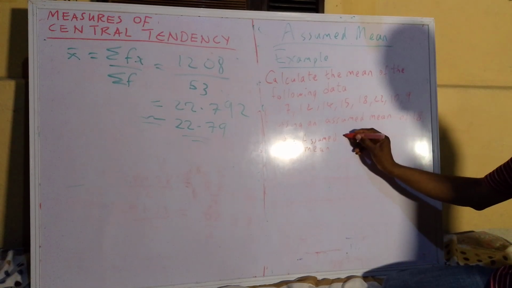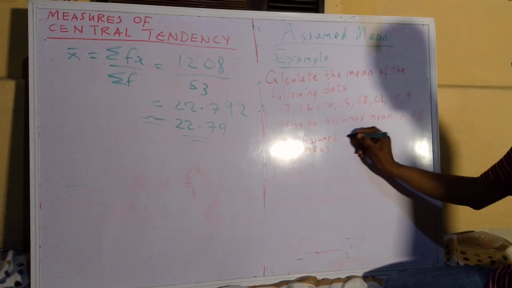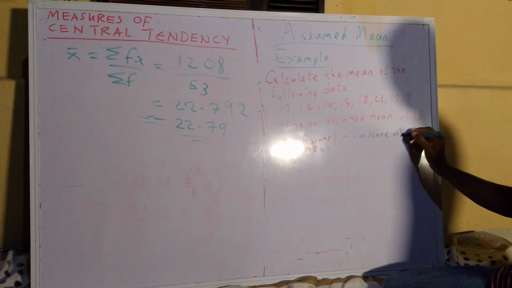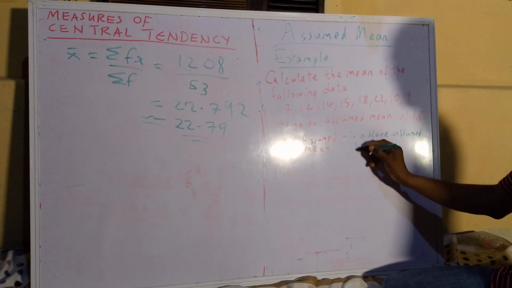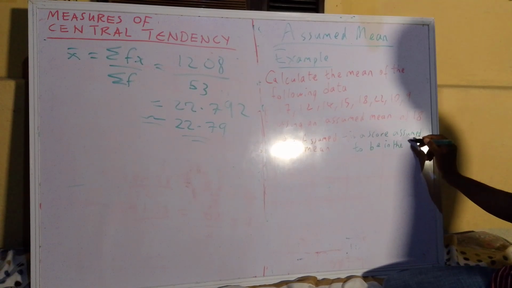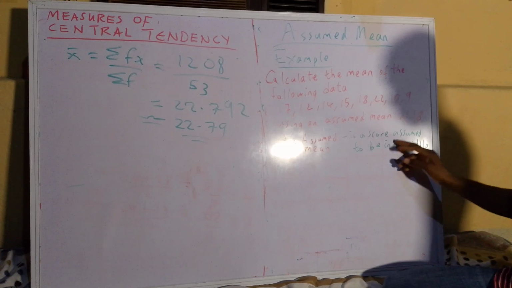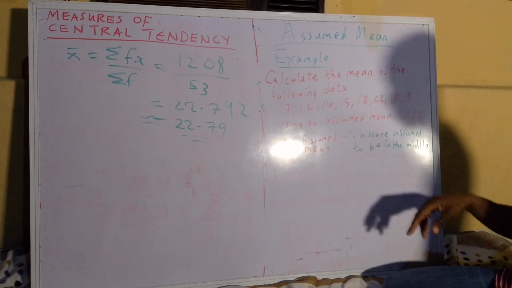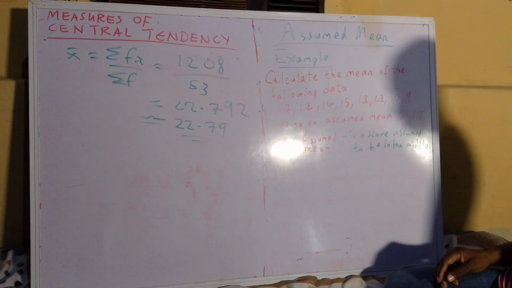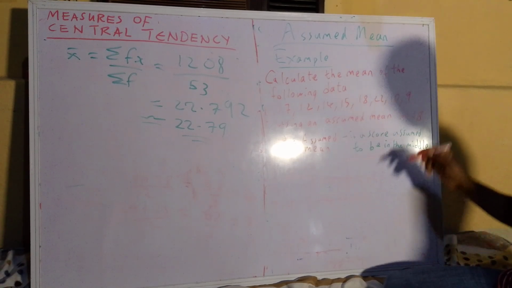So assumed mean, what does it mean? Assumed mean is a score assumed to be in the middle of a data set. And take note, it must be part of the set. Whatever you choose as the assumed mean must be part of the data set. You cannot choose just any data. You must choose one that is part of the set. So to answer this question, the assumed mean is 18.